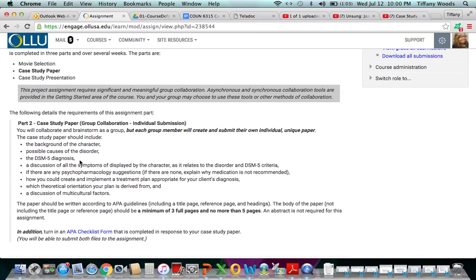You also need to include if there are any psychopharmacology suggestions. If there are, explain those, explain why they're useful, explain what the research says. If there are none, explain why none are recommended. Some of the disorders are very specific that using medication is not going to help subdue any of the symptoms related to this disorder. So you should include that. If they're using drugs, why and which drugs are most commonly used for the disorder, or why not? Why is it that this particular disorder does not have medication recommended?